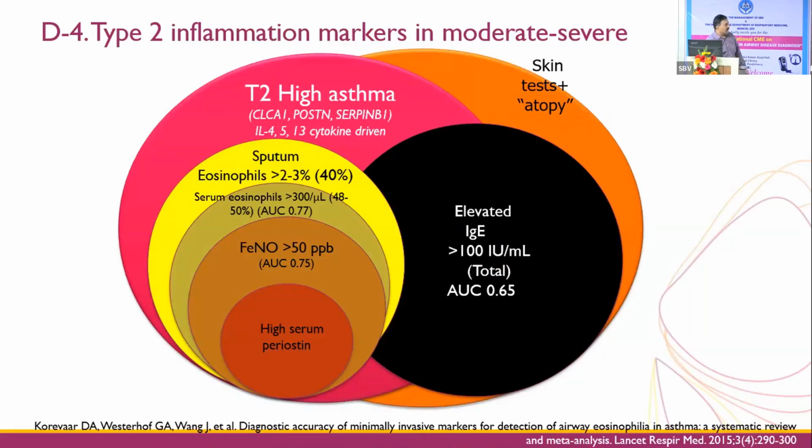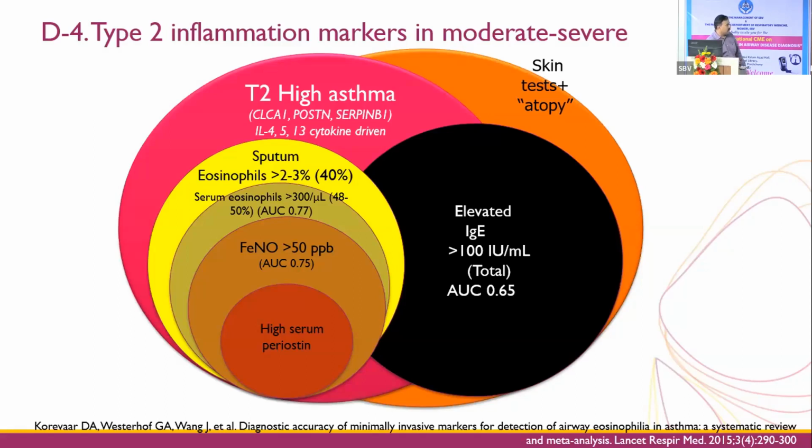And you can have IgE elevation, not necessarily in everyone. We know that only 50% of patients with T2 high asthma will have elevated IgE, but patients can also have elevated IgE due to non-atopic mechanisms. So again, IgE does not completely overlap with atopy. That is again important.